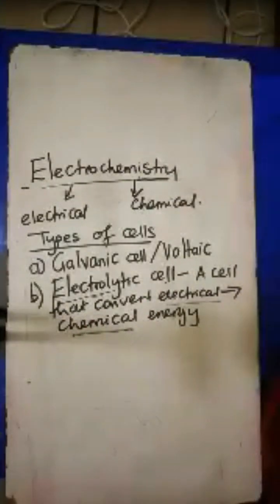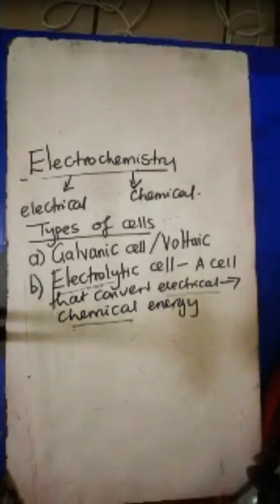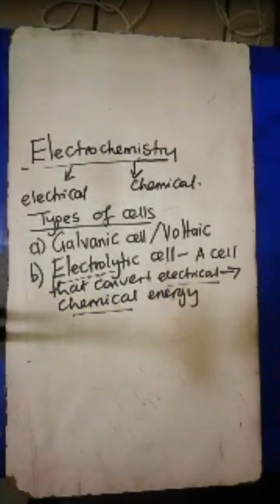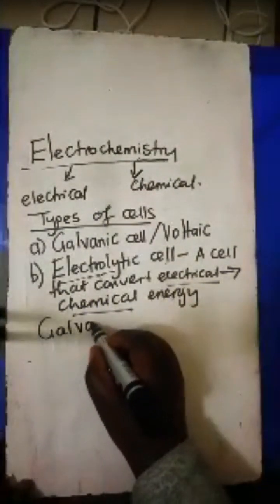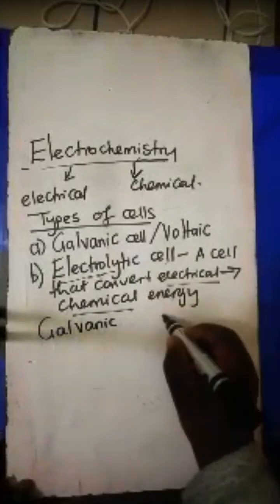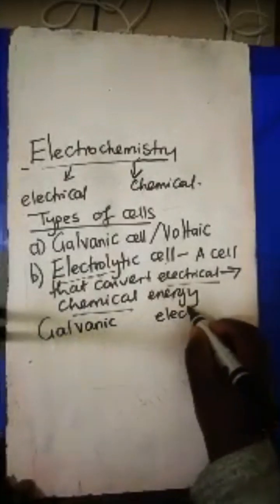It converts chemical energy to electrical energy. Right. A galvanic cell converts chemical to electrical energy. So in the next concept, I want us to discuss differences between galvanic and electrolytic.